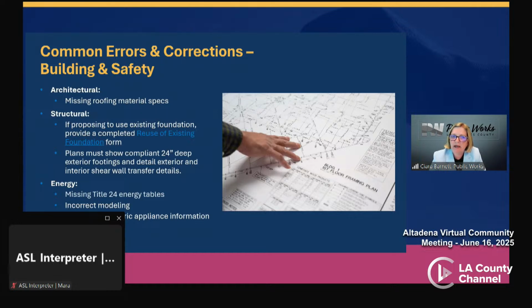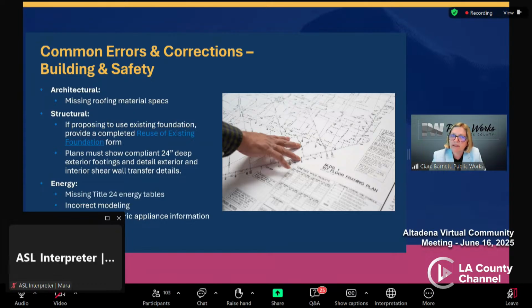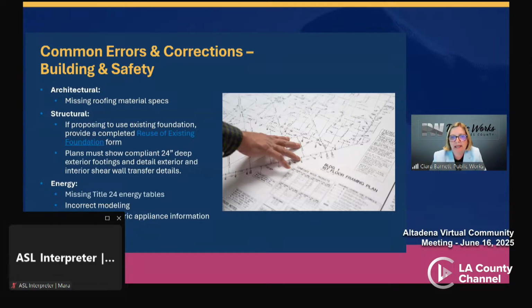Energy modeling often gets submitted incorrectly. So Title 24 energy forms must be included with the submittal, and rebuilds should be modeled as new construction rather than an addition or alteration. Electric, gas, and appliances must be clearly marked. And if you're using gas appliances, you must show how you're meeting California's electric ready requirements. And if we can move to the next slide, please.